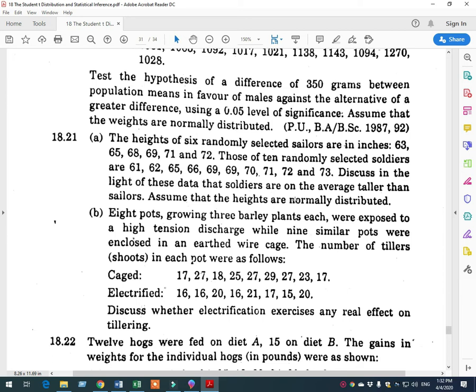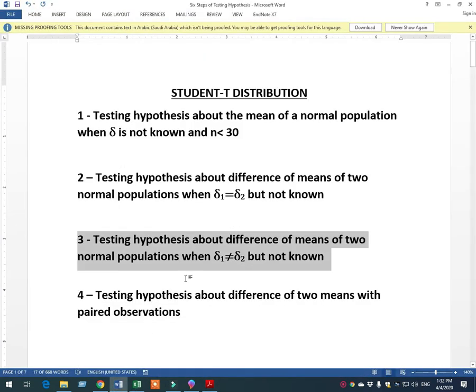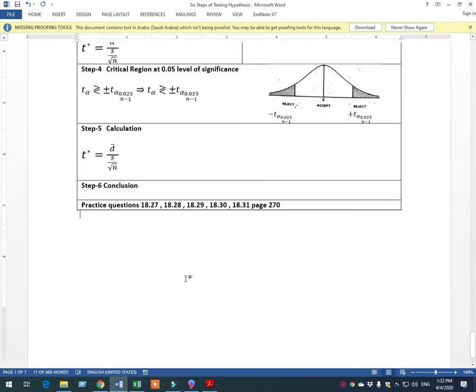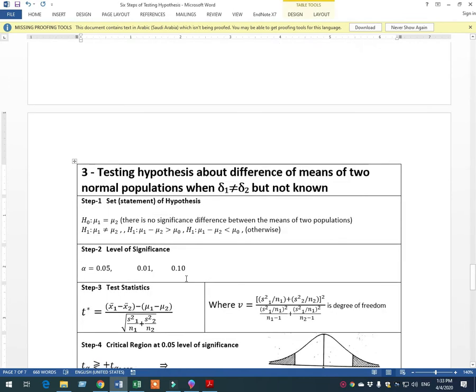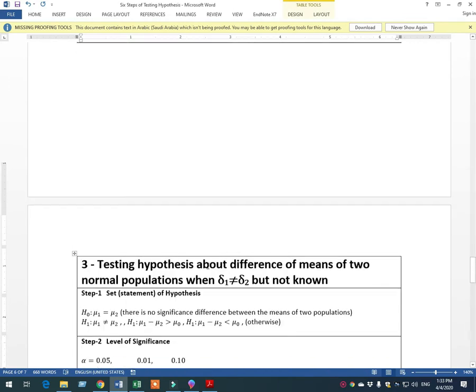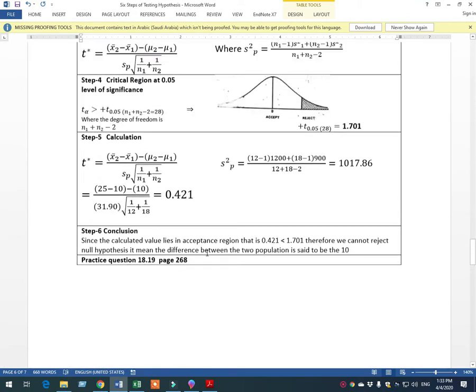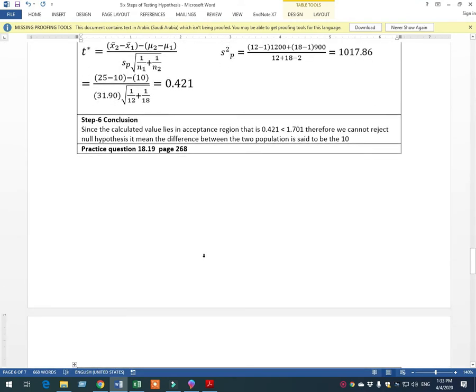Assume that the heights are normally distributed. So if you read the question very carefully, you can make a good start, because the first step we will be doing is setting the hypothesis statement. So that's why I'll be going to the third case. So this is our third case.